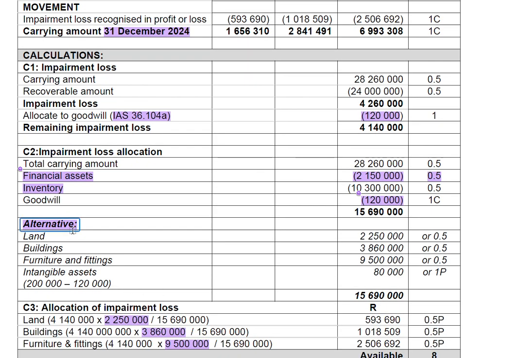Now, this is an alternative. You should not worry about the alternative one because it gives the same amount. But if you feel this one will be easier for you, then you can go ahead and do it. Just to summarize, on the alternative, we only take into account the assets that are in the scope of International Accounting Standard 36. Those that are either fully eliminated, like goodwill, as well as the other two, we exclude or do not take into account. Then we get 15,690.